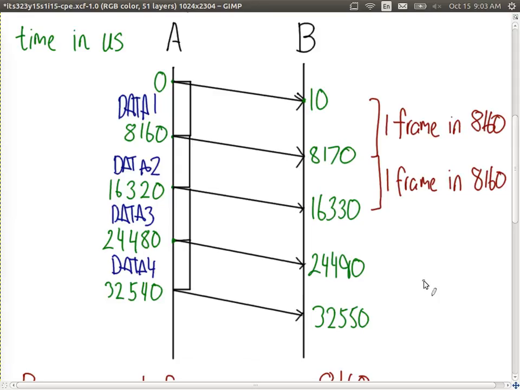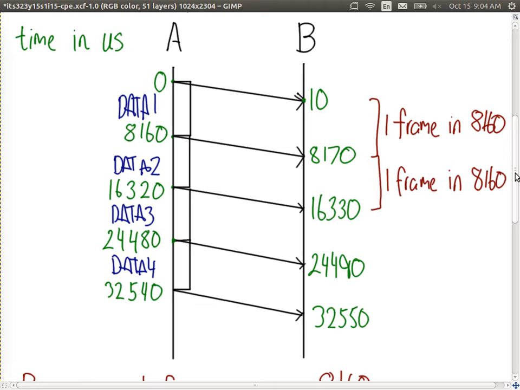frames to B, one after the other, keep sending, and we looked at the timing of the different events, and you see that A transmits frames, one per 8160 microseconds. Every 8,160 microseconds, it transmits a new frame. And in this case, because there's no waiting, there's no acknowledgements, there's no errors, B receives one frame every 8160 microseconds. It starts receiving at 10, and then 8170, and then the next frame.